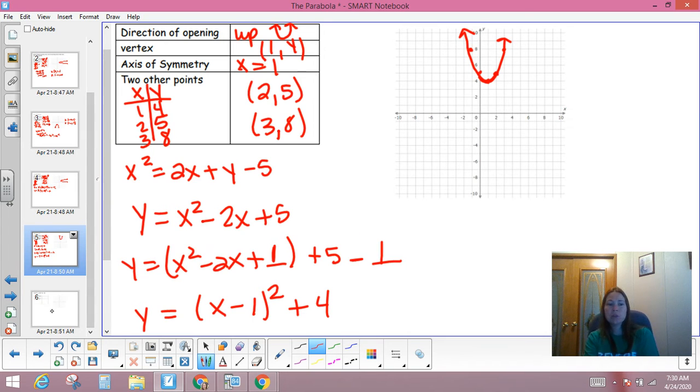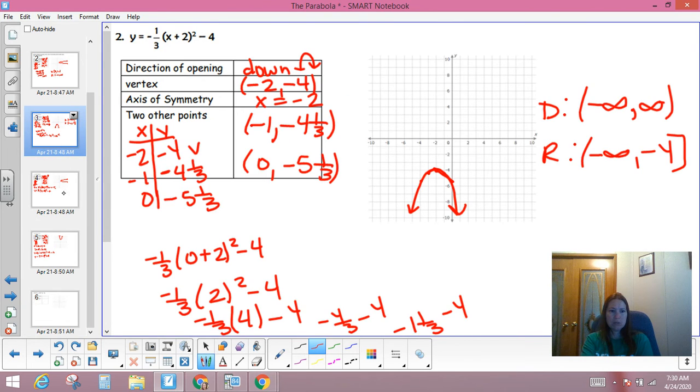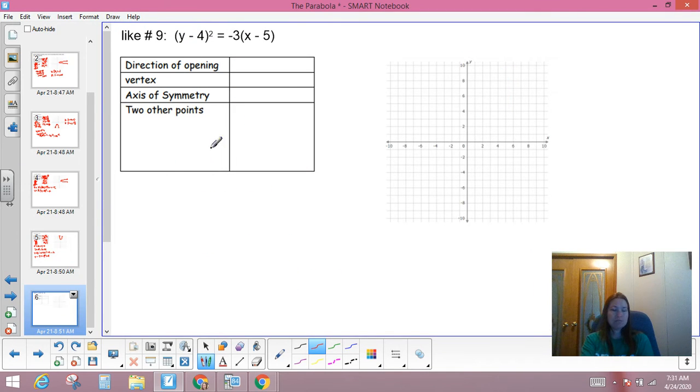Okay, so one more, but this one's not actually from your worksheet. It's one that I made that's like it because there's only one like it on there, and I wanted you to try one that looked like it. So this is like number 9, but not the same as number 9. So you're going to have to do, we just did 7, right? So you're going to have to do 8, 9, and 10. Okay, so here we go.